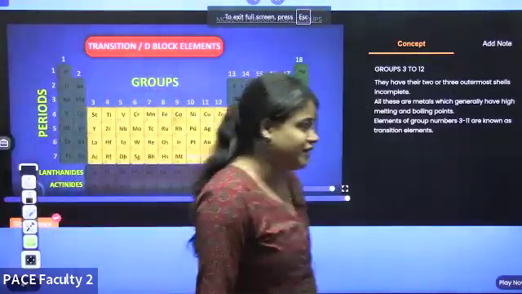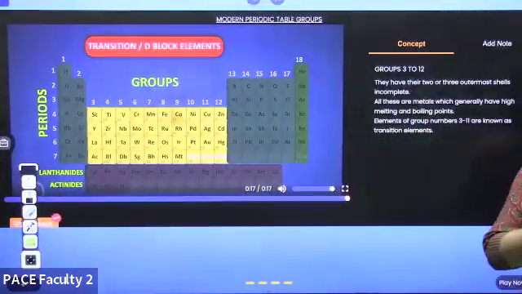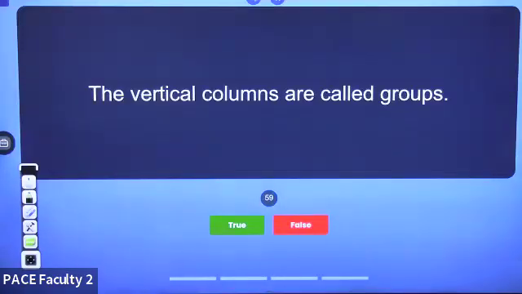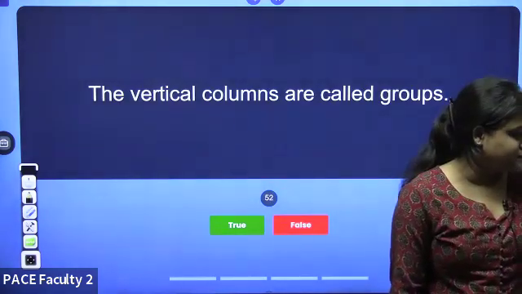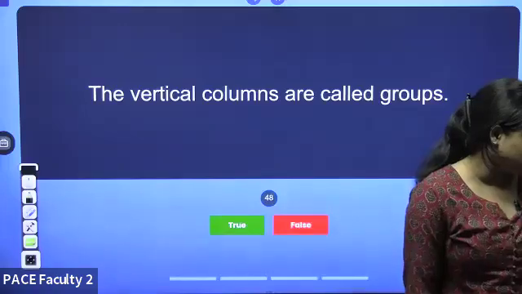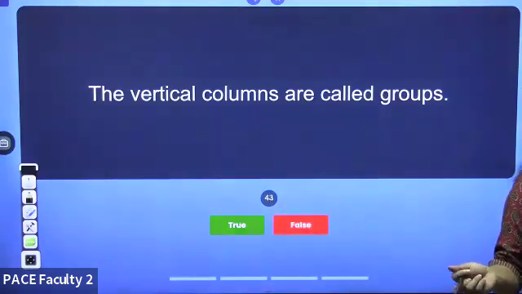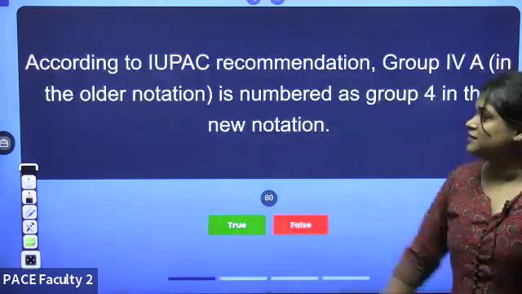Now questions again. Ready? Question answers again. Ready everybody? True and false. I'm playing the game. First question. Vertical columns are called groups. True or false? Vertical columns are called groups. True. This is an easy question. Very easy question it is. Rati ma'am, absolutely right. Let's go with true.